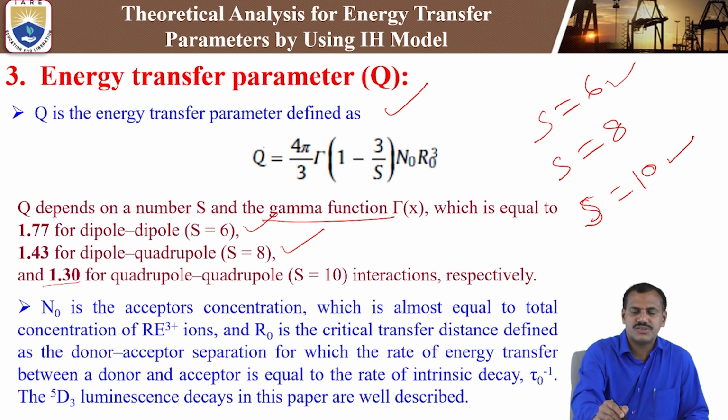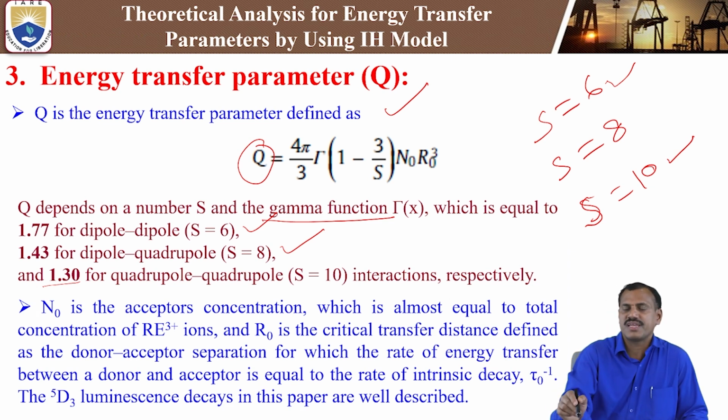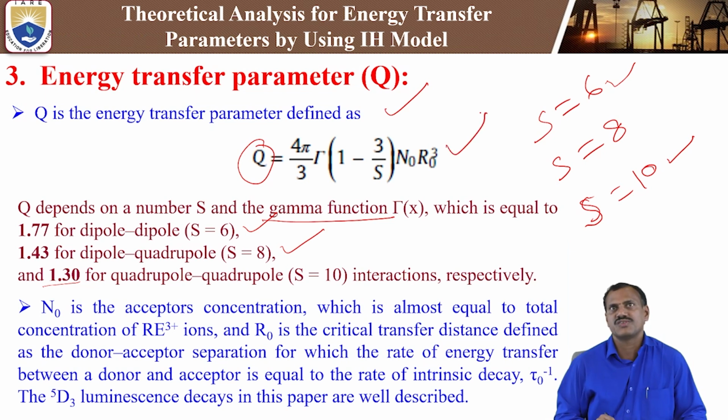So the Q value depends on the number S and the gamma function. By using that formula only, we are calculating the Q values. Using this formula, we are calculating the energy transfer parameter by using the Inokuti-Hirayama model.